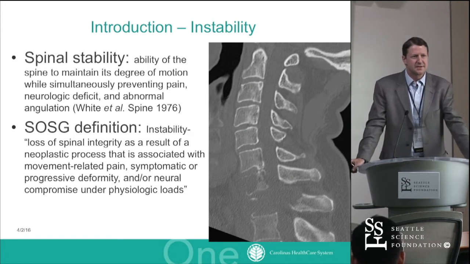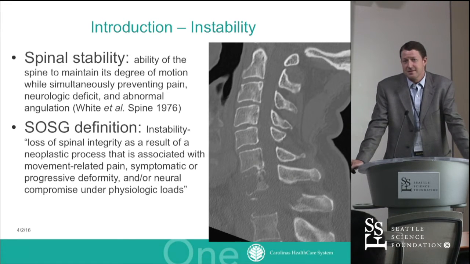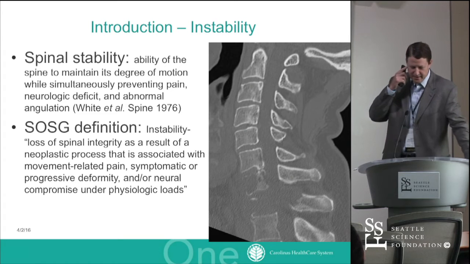In order to talk about instability, we first have to define what is stability. So spinal stability: the seminal research on spinal stability was by Punjabi and White back in the 70s, and they defined it as the ability of the spine to maintain its degree of motion while simultaneously preventing pain, neurologic deficit, and abnormal angulation.